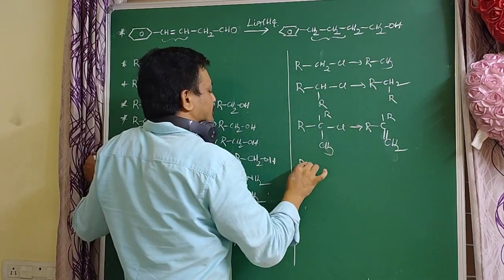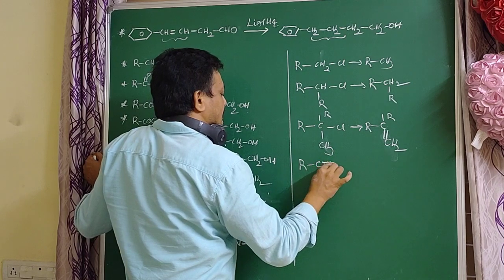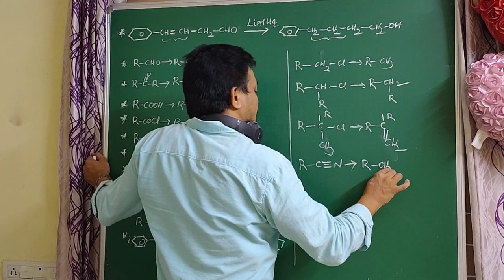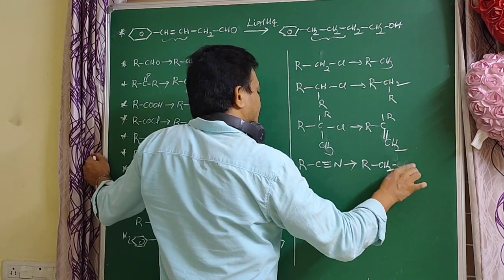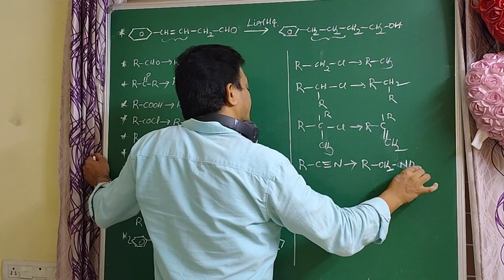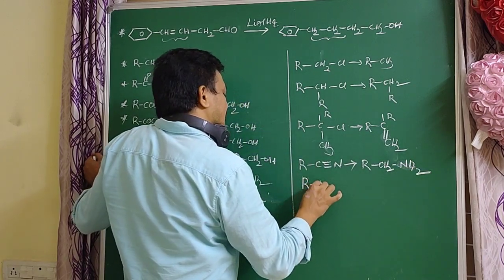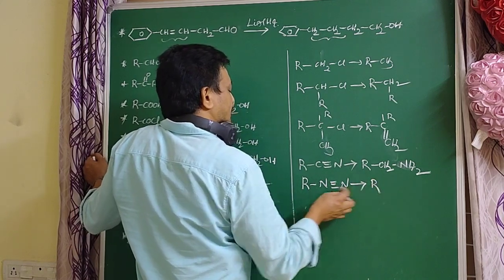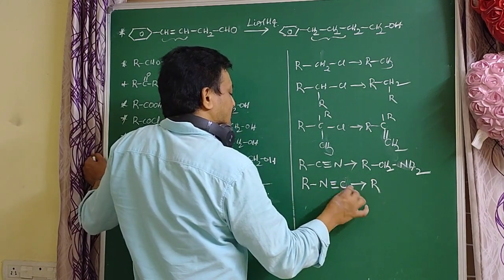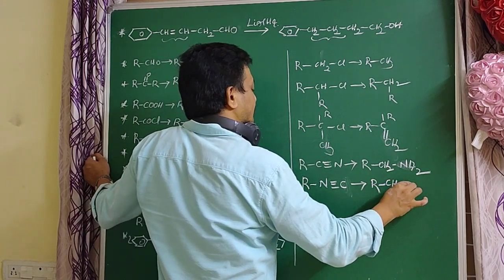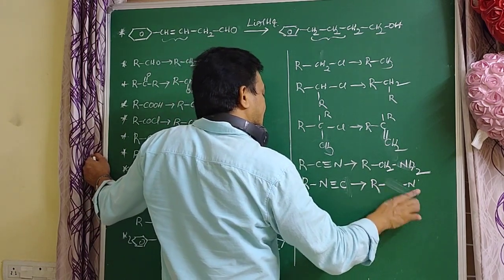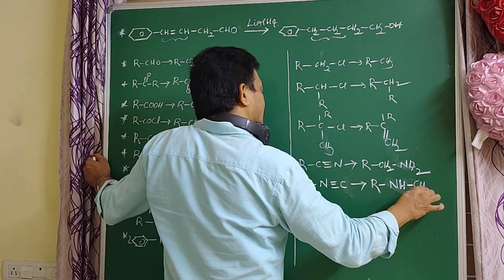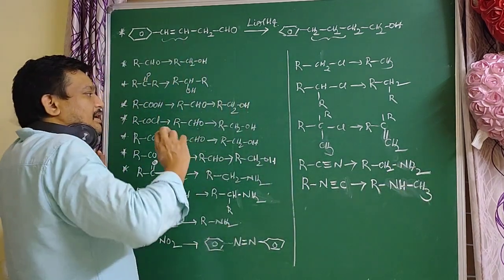In the presence of lithium aluminum hydride, cyanides are converted to primary amines; the CN group converts to CH2NH2. Isocyanates are converted to secondary amines. That is very important. This is the use of lithium aluminum hydride in organic chemistry.